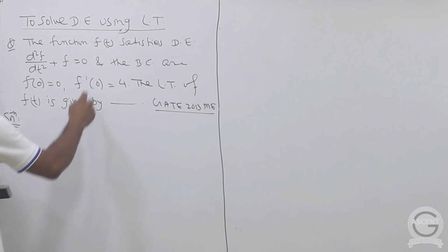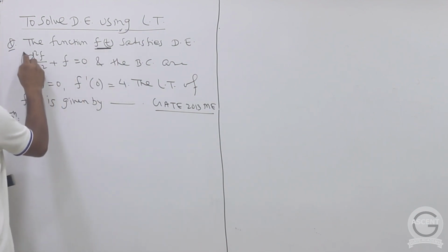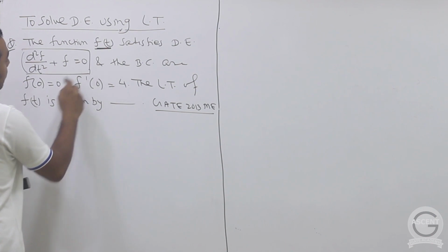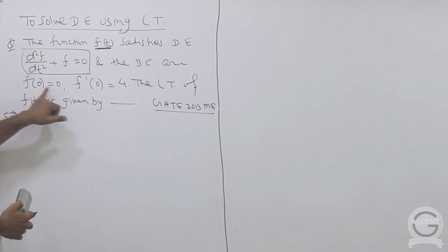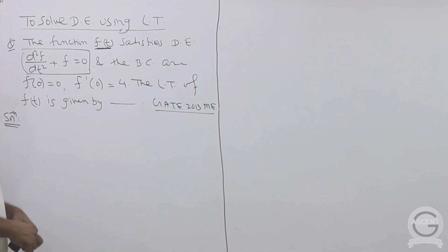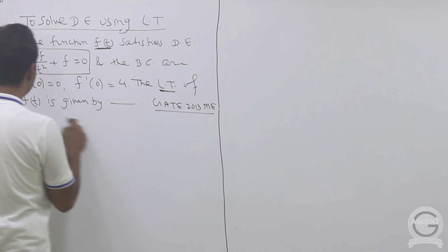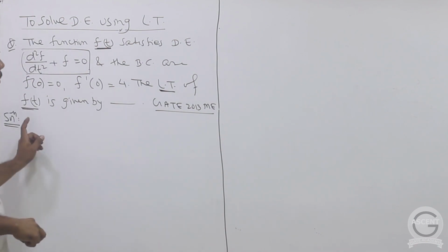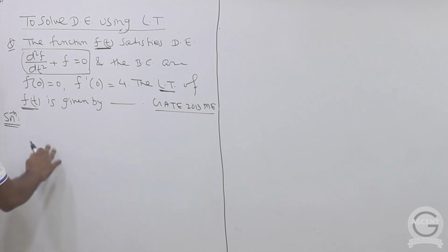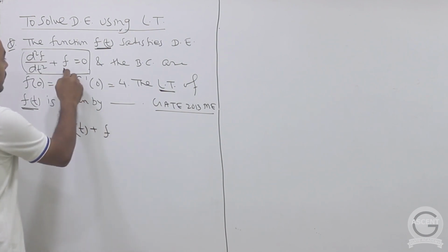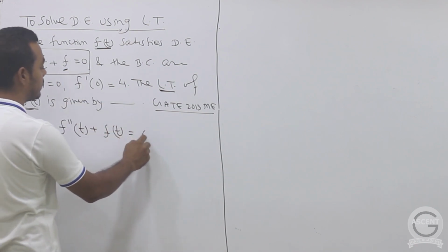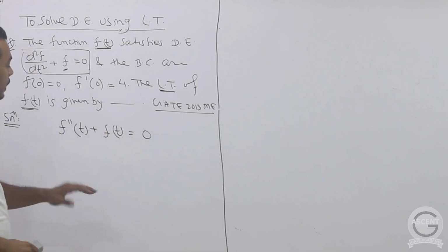The question is the function f of t satisfies this differential equation d2f by dt square plus f equals to 0, and the boundary conditions that are given are f of 0 is 0, f dash 0 is 4. Now the question is the Laplace transform of f of t is, we have to find Laplace transform of f of t. So 4 options were given. I am not writing the options here. So here the given differential equation is f double dash t, d2f by dt square means f double dash t, plus f of t, this equals to 0. This is our given differential equation.